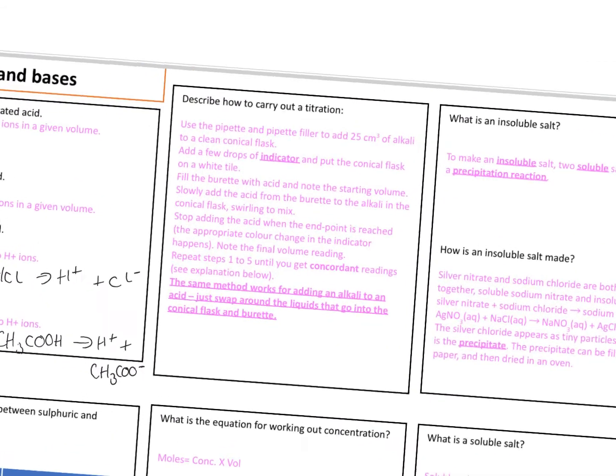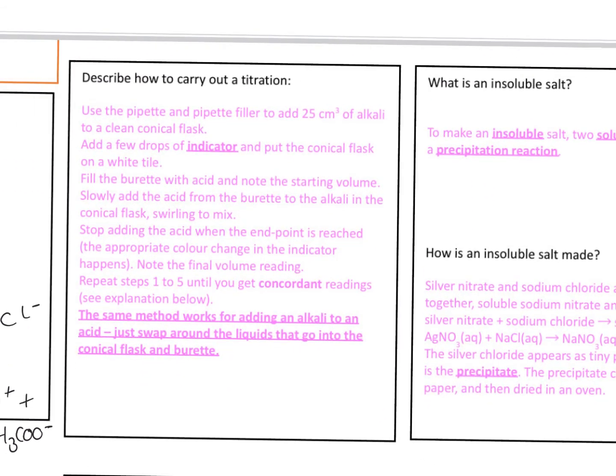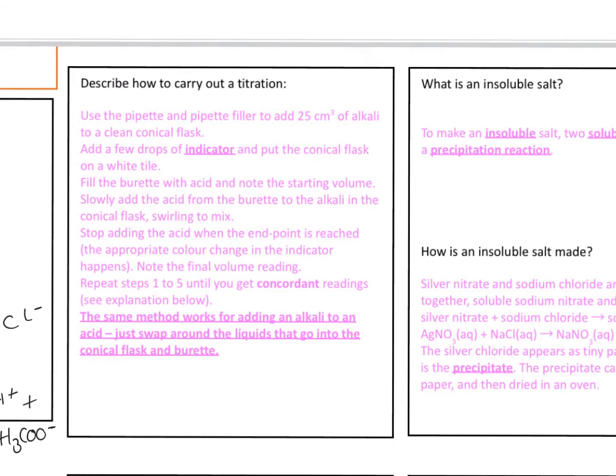Okay, how to carry out a titration, you need to know this. So I'm going to go through the steps, but maybe pause it and have a think. Use the pipette and pipette filler to add 25 cm³ of acid to a clean conical flask. Remember, a conical flask looks like that. Add a few drops of indicator and place on a white tile so you can see the colour change.